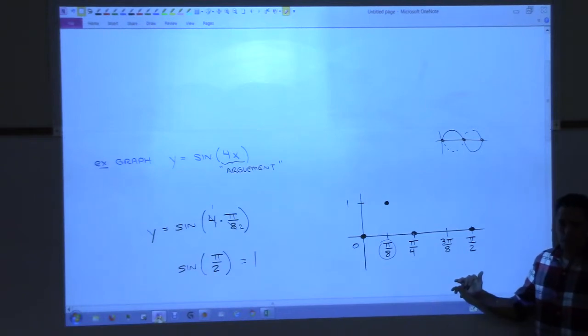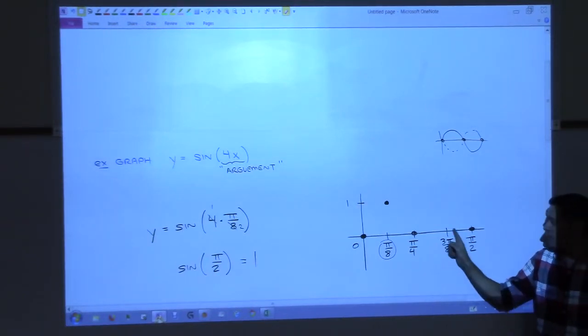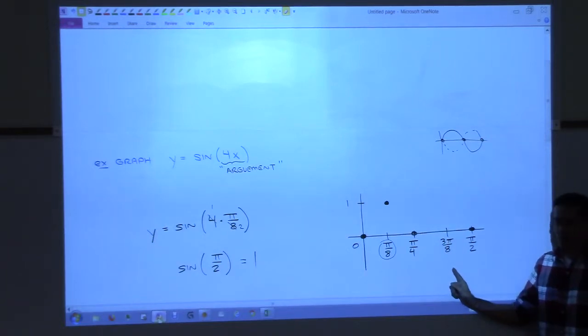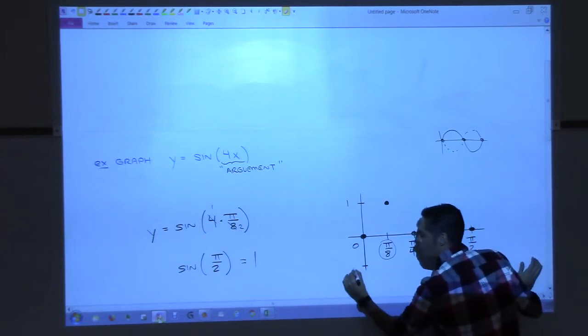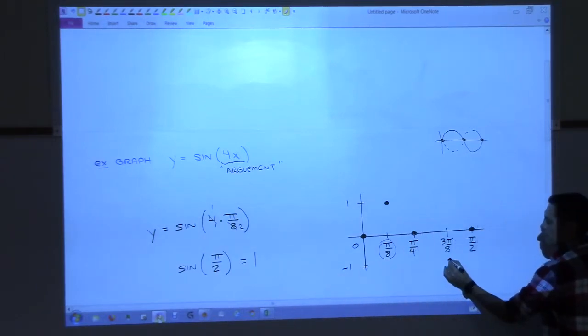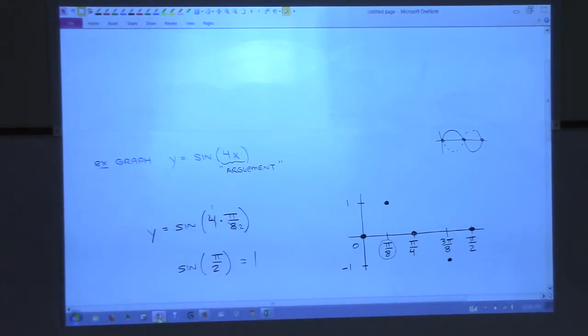Because it's a sine function, you do not have to test 3 pi over 8. You know that this one is going to be the opposite. So on this one, you come down to -1 and you put a dot. And now you're back in kindergarten. You're just going to connect the dots. Now, when you connect these dots, it has to still look like a sine curve. You can't just do whatever the heck you want, all right?